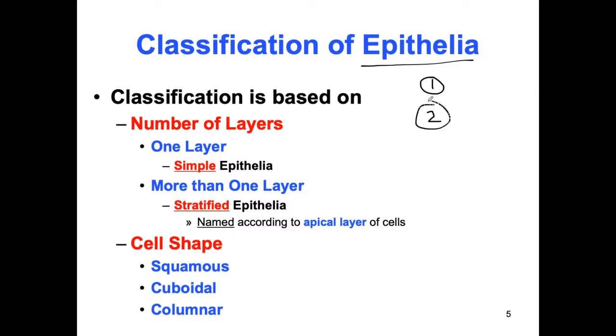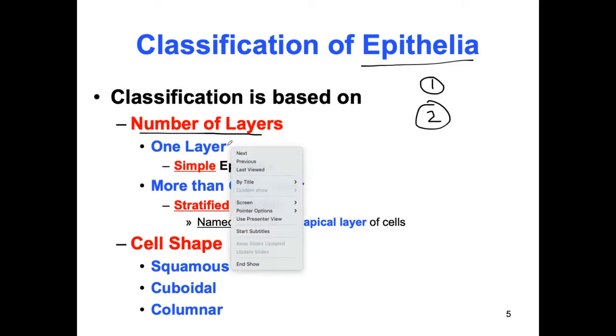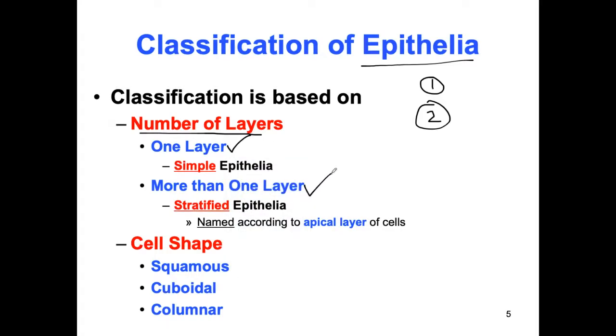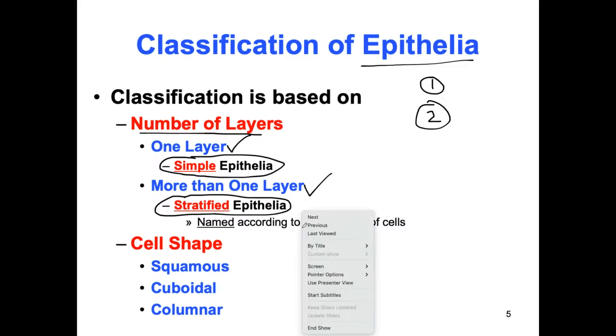So that's the first type of question we have to ask ourselves. The second question we ask ourselves is, when we look at it, how many layers do we see? Do we see one layer, or do we see more than one layer? If we see one layer, we refer to that as simple epithelium. And if we see more than one layer, we don't use the word simple, we use the word stratified. So we call it stratified epithelium. And we're looking at the layer that's toward the top, what we call the apical layer. That's the second question we would ask ourselves.